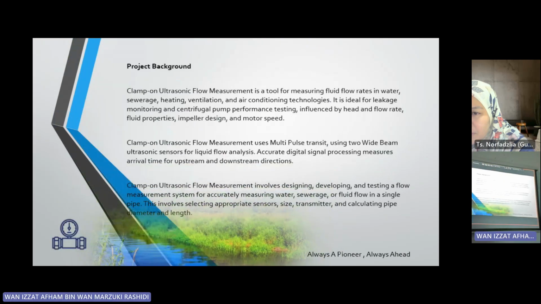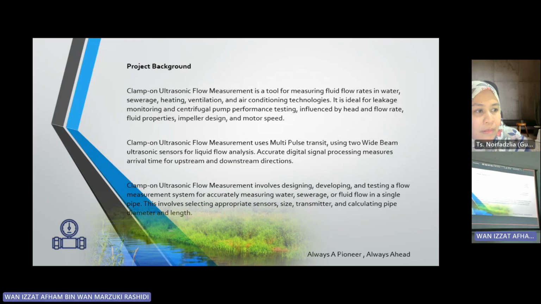For my project background, clamp-on ultrasonic flow measurement is a tool for measuring flow rates in water, heating, ventilation, and air conditioning technologies. It is ideal for leakage monitoring and centrifugal pump performance testing, influenced by heat and flow rate, fluid properties, better design, and motor speed. Clamp-on ultrasonic flow measurement uses multi-pass transit using two wide beam ultrasonic sensors for liquid flow analysis. Accurate digital signal processing measures arrival time for upstream and downstream direction.